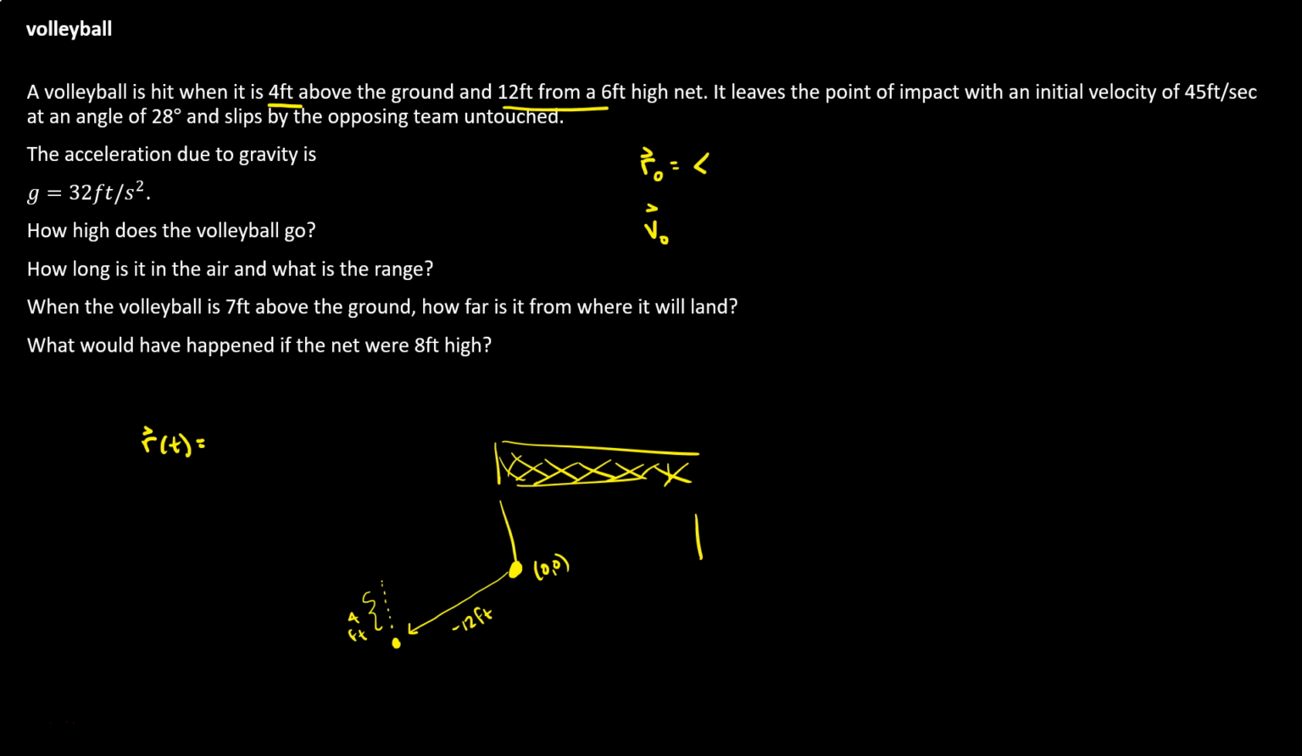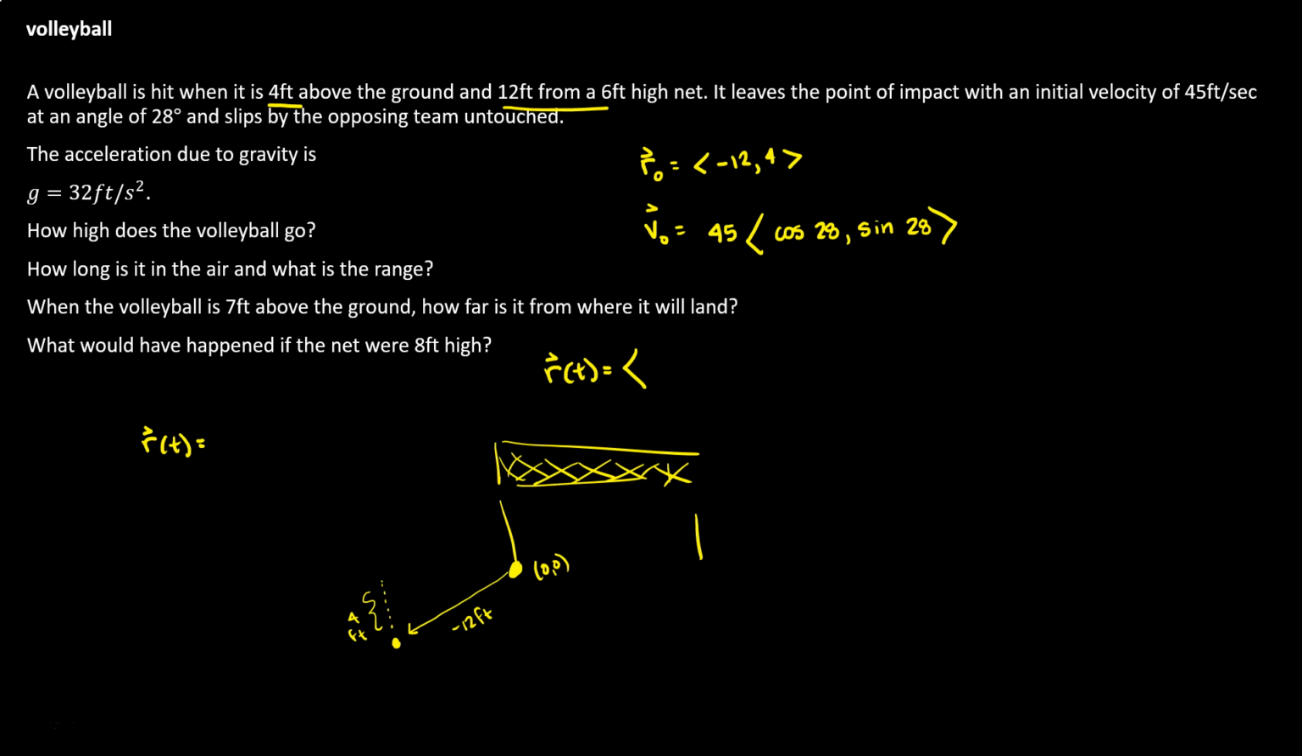So our initial position will look like negative 12 in the horizontal direction and 4 in the vertical direction. Our initial velocity, we're told that it has a magnitude of 45 feet per second and an angle of 28 degrees, so that would look like 45 times the vector cosine 28, sine 28. With those two pieces of information, we can build the entire function r of t.